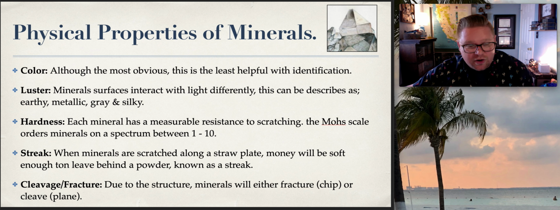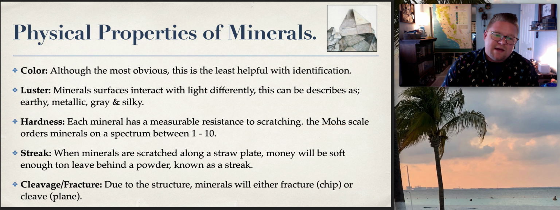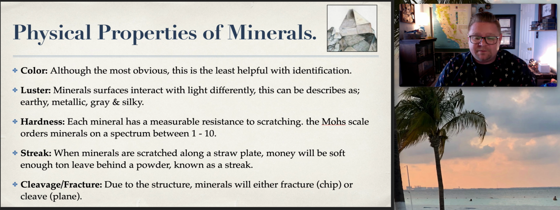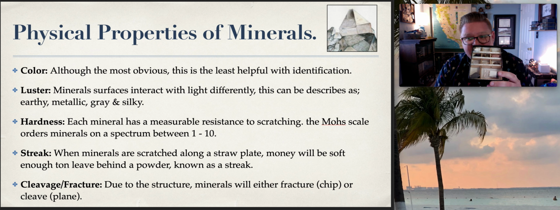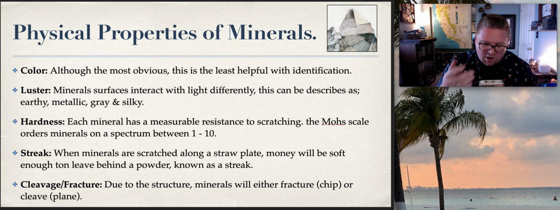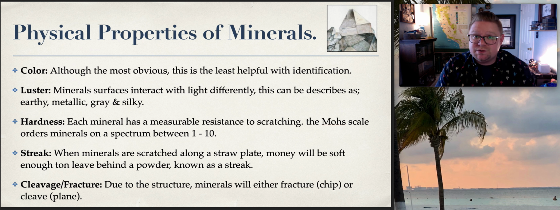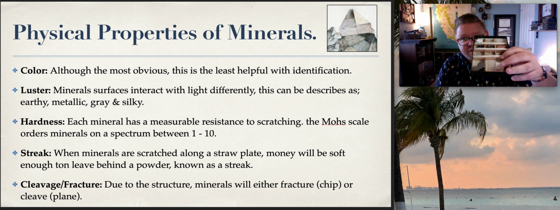So how hard is that mineral in relation to others? It says here each mineral has a measurable resistance to scratching. The Mohs scale orders the minerals in a spectrum of 1 to 10. Most kits come in a box of 1 to 9. This is a Mohs hardness scale, and it's the most used. But we have other ways that we can identify the hardness other than using these variations of minerals.